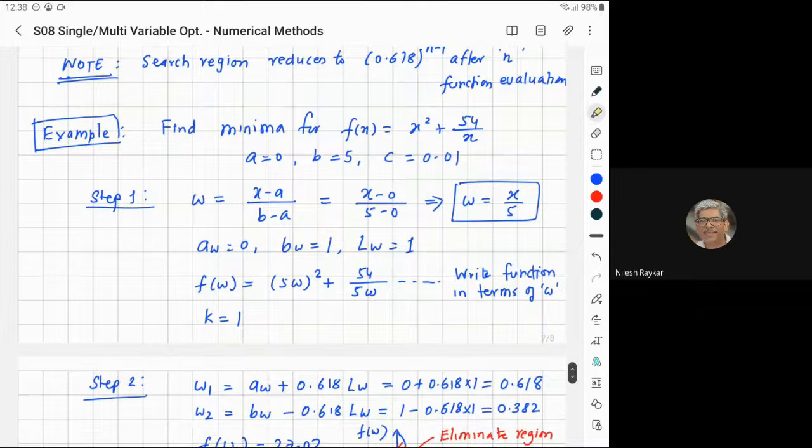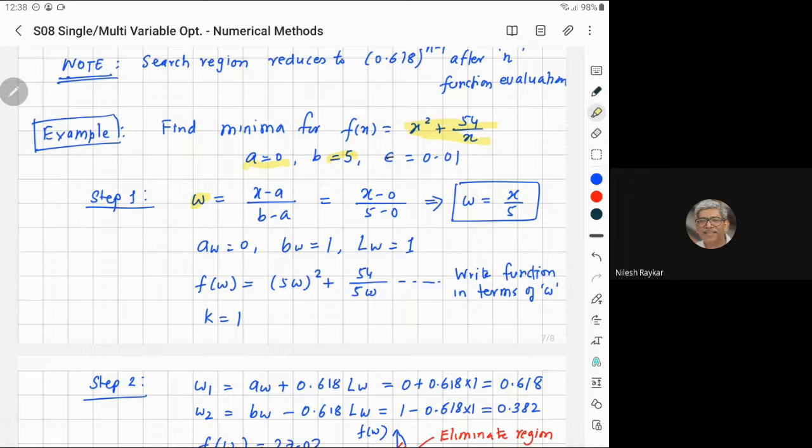And this is a solved problem, again based on the golden section method. We are minimizing the same function we used for the earlier problem, the exhaustive search. The limits A and B are 0 and 5, and epsilon is 0.01. So first you have to normalize.